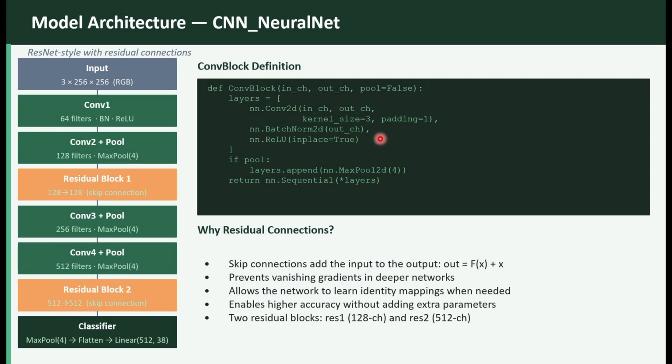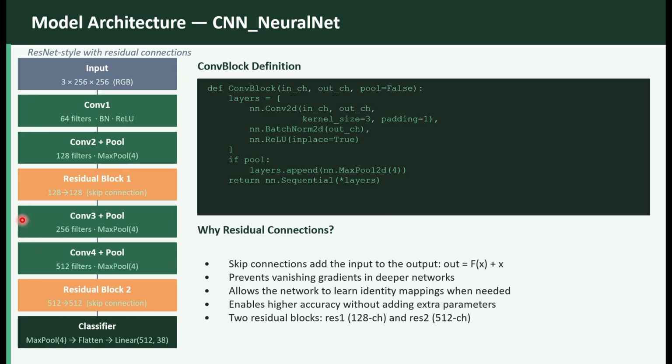Now, the heart of the project, the model architecture, the CNN. It's a ResNet-style architecture with residual connections. We start with a 3-channel 256 by 256 RGB input, then pass it through a series of convolutional blocks, 64, 128, 256, and 512 filters, with batch normalization and ReLU activation. 2 residual blocks are inserted at the 128 channel and 512 channel stages.